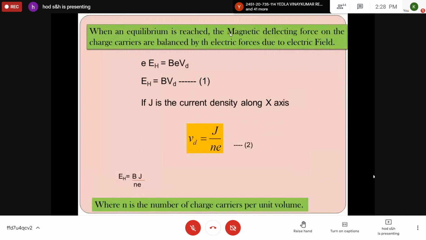So at equilibrium, the two forces, magnetic force and electric force, are balanced. So eEH is equal to BeVD, or EH is equal to B into VD, equation 1. If J represents the current density, then VD is equal to J by Ne, where N is the number of charge carriers per unit volume. Please note this. When equilibrium is reached, the magnetic deflecting force on the charge carriers is balanced by the electric force due to the electric field.